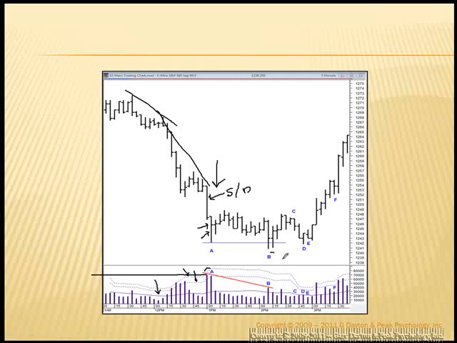It comes down here and tests, and we get a better test at D. This is a lovely test. Both E and D are nice tests. And then it rallies up from there. We'll talk about tests next time.